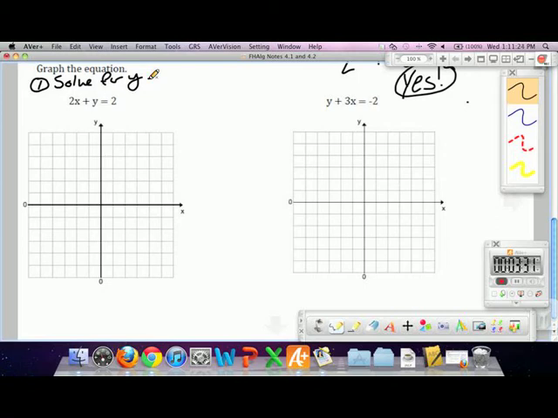Let's rewrite this equation so it's a y equals equation. What do we want to do for this one to get y equals? Subtract 2x. Let's subtract 2x from both sides. Once you solve for y, let's choose some x's and make a table.